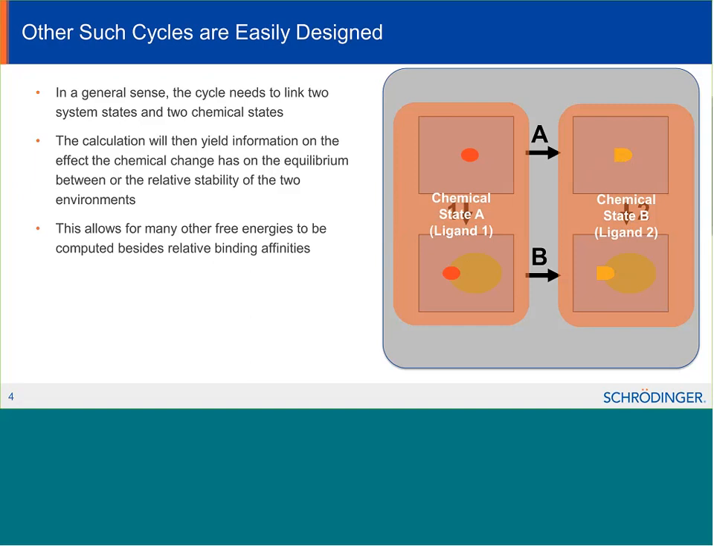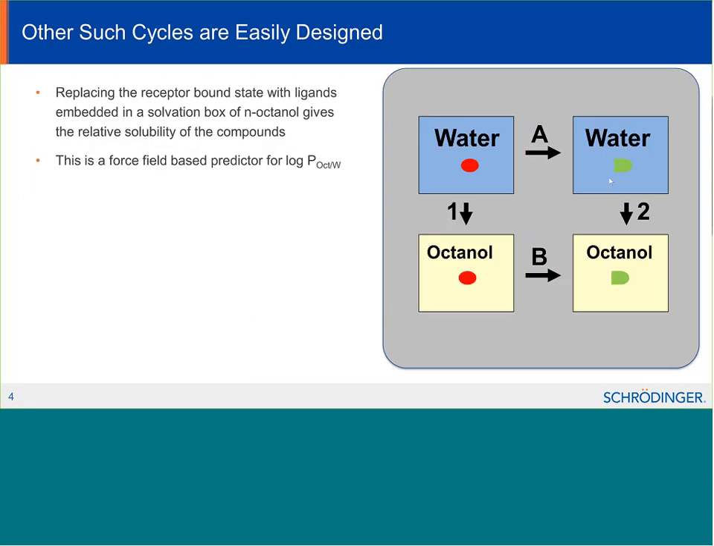But these are really the only two things that we need to have a sensible thermodynamic cycle for free energy calculations. And just to give you one completely different example, here I have drawn another thermodynamic cycle in which our two states now are molecules dissolved in water and molecules dissolved in octanol, and the chemical transformation is still transforming one molecule into the other while it is in water or in octanol. Now, the free energy on the vertical axis here is a transfer free energy between water and octanol. So what this thermodynamic cycle would give us is a molecular mechanics force field-based predictor for log P.